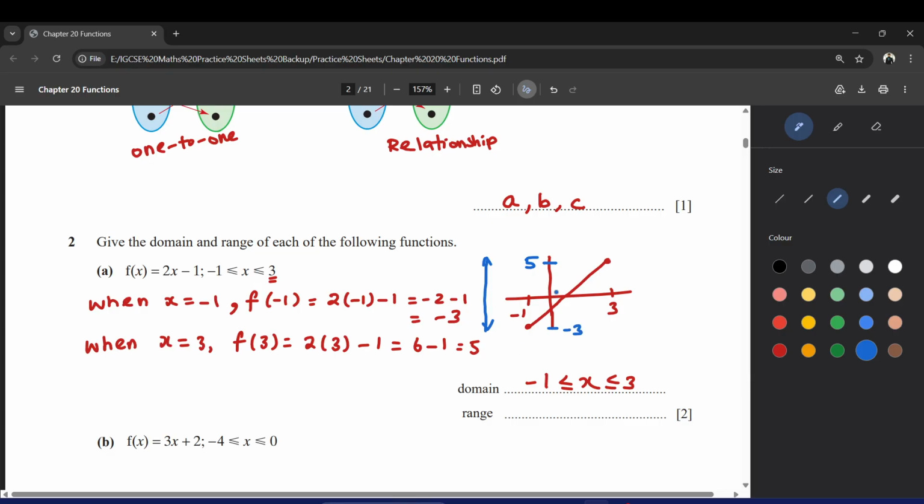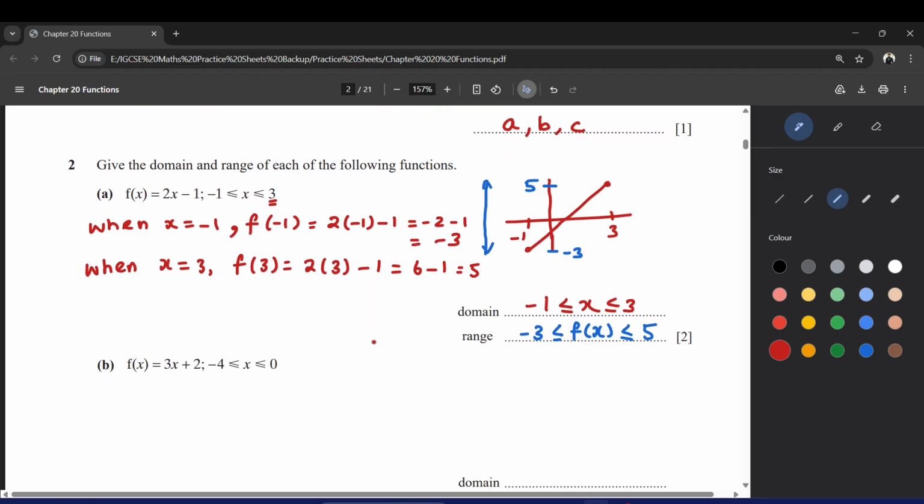Okay. Therefore, my range is going to be that f of x is between minus 3 and 5. Okay. So that's how you have to solve this question. Now, is it important for us to draw the sketch? No, not really. But it helps you visualize what's going on. So you have to understand the concept. If you do understand the concept, you don't have to draw the diagram.